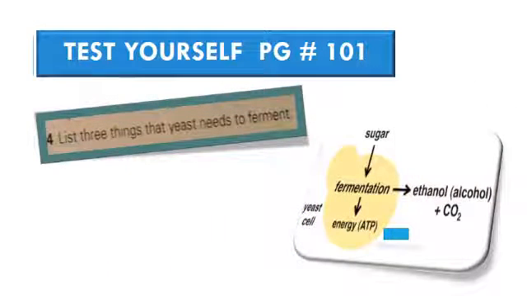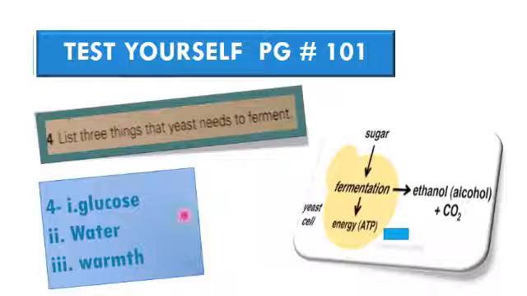By looking at question number 4 from Test Yourself, page 101: list 3 things that yeast needs to ferment. Exactly, yeast needs glucose, water, and a little warmth, as you have seen in the experiment, that is 40 degrees Celsius. So fermentation will take place.